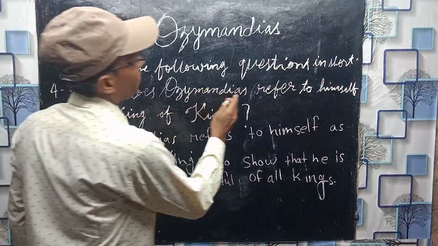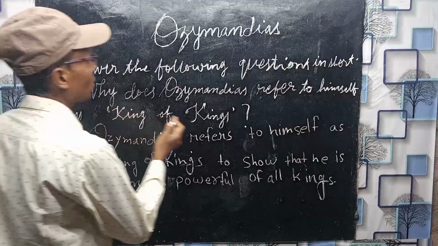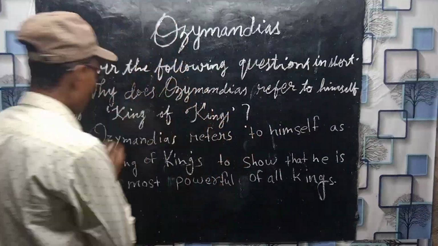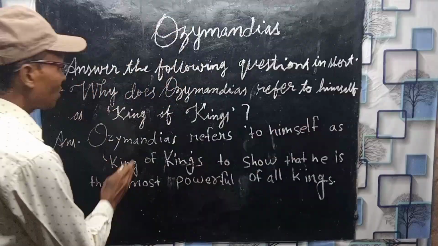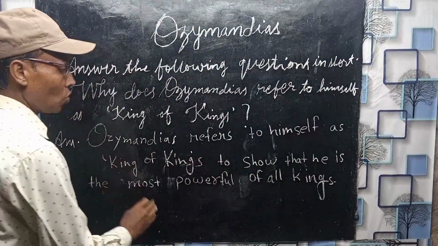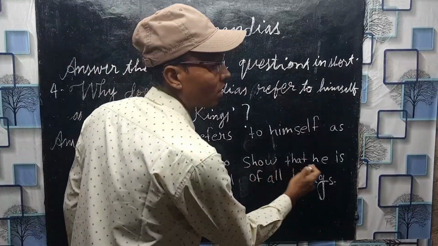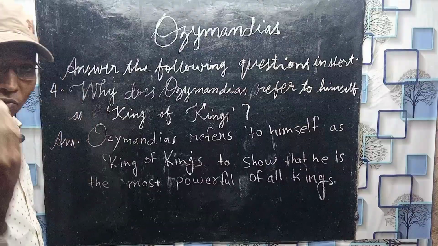Why does Ozymandias refer to himself as King of Kings? Answer: Ozymandias refers to himself as King of Kings to show that he is the most powerful of all kings. Next, number 5.